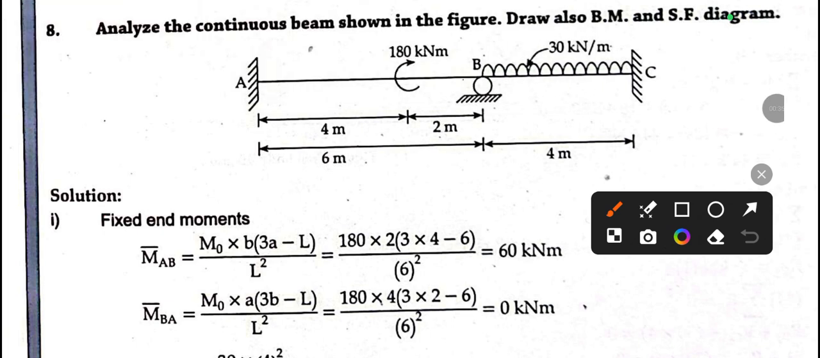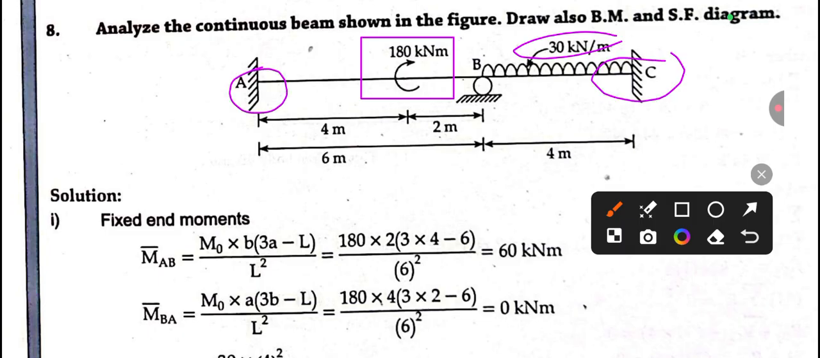For you, you can see here a 180 kilonewton meter couple is applied for the span A to B, and a 30 kilonewton per meter UDL is applied. Now we have three different supports. These two, A and C, are fixed, and this support B is a roller support. So we need to solve this by the slope deflection method.